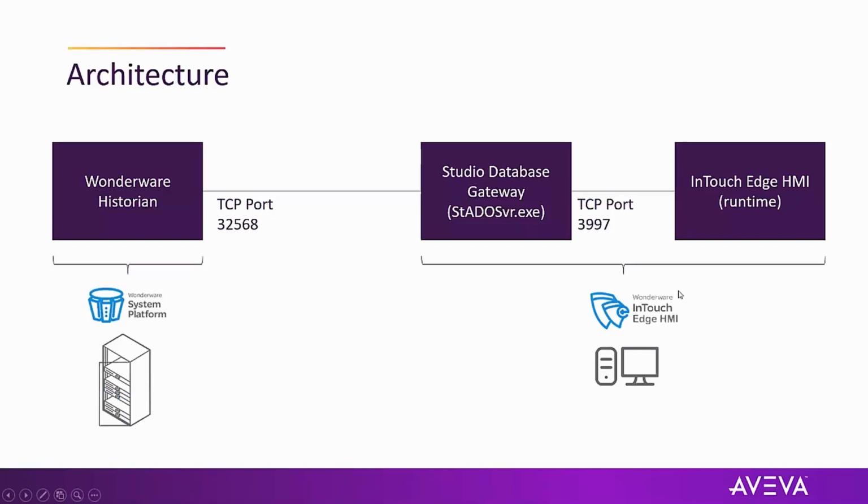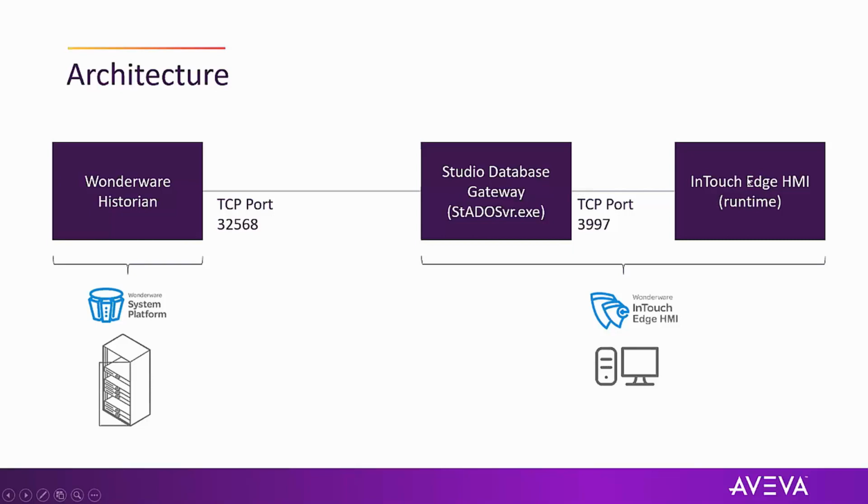From an internal architecture point of view, it's quite simple. InTouch Edge HMI runtime connects to a component called Studio Database Gateway, which runs typically locally on the same computer where InTouch Edge HMI is running. And by default, this connection is done through the TCP port 3997.